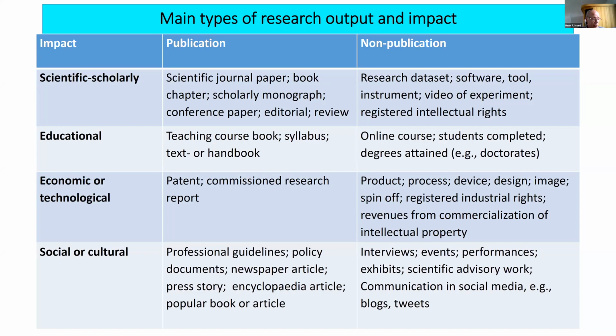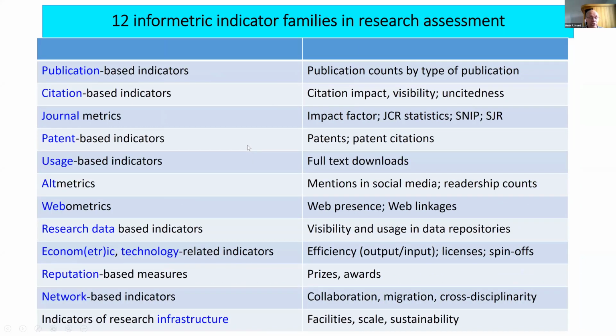That was just a source of water, right? Now, you can distinguish at least 12 indicator families. And we have, of course, the publication and citation-based indicators. They are, of course, important, also the journal metrics. But we also have patent-based, usage-based, altmetrics, webometrics, research data-based, econometric, reputation-based, network-based, infrastructure-based indicators. So there is a lot more in the science and technology indicators universe than the simple publication and citation count.